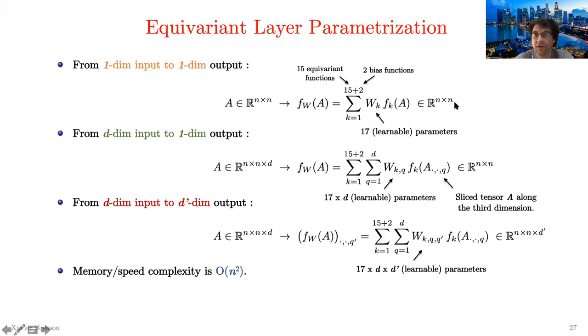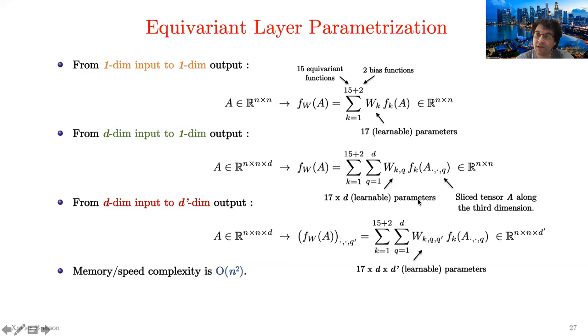So the number of parameters that you can learn are basically the number of possible equivariant functions and the number of possible bias functions. So it's going to be 17. Now, if you go from an input of d dimensions and you want to produce only one dimension as an output, so here you have d dimensions as an input, and here you have only one feature, then you can have 17 times d number of input feature learnable parameters.